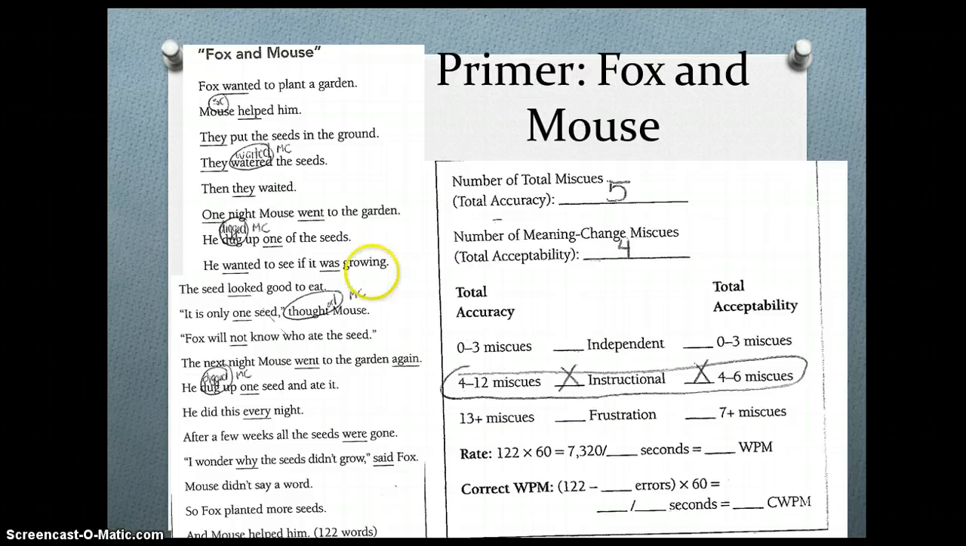Then when I went to primer, Fox and Mouse, she had a self-correction here. For watered, she said weighted, so that's a meaning changing. For dug, she said digged. Now that's meaning changing because it creates a grammatically incorrect sentence. For thought, she said thoughted, meaning changing. For dug, again, she said digged for meaning changing. So this would be 1, 2, 3, 4, 5 miscues for total accuracy. Remember, self-corrections count, but only 4 miscues for total acceptability. So this would put her in the instructional level there.